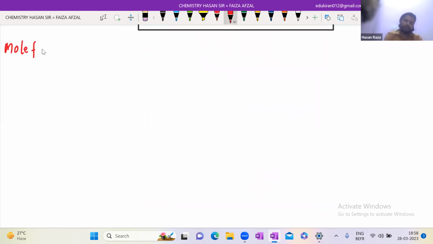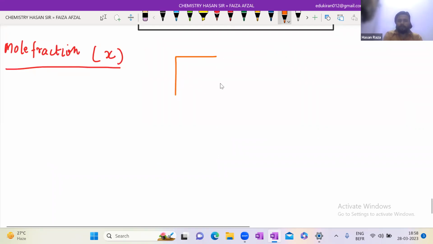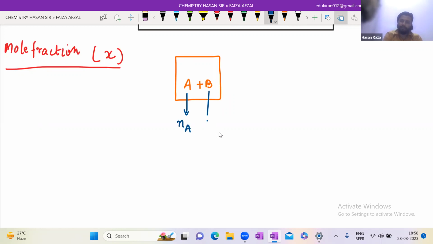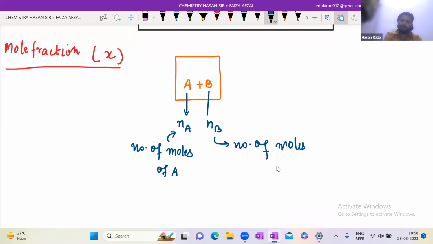Okay. Now the next concentration term is mole fraction. It is denoted by a symbol that looks like X, and that is known as chi. Okay. Let's say in a container we have two components. The first one is A and the second one is B, in which the number of moles of A is Na and the number of moles of B is Nb. Is that clear? This is your number of moles of A, and this is your number of moles of B.